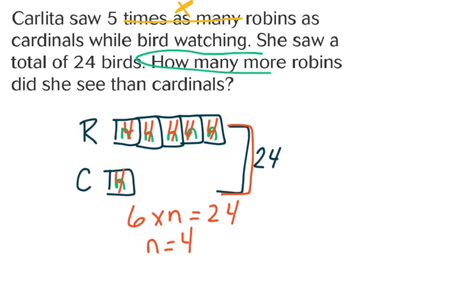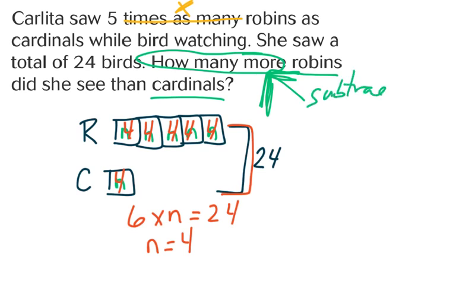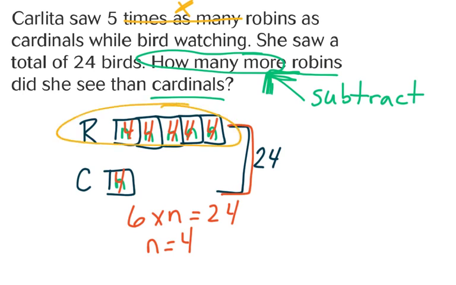It says, how many more robins did she see than cardinals? When I see "how many more," what do I have to do? I have to subtract. I need to subtract my total number of robins minus my total number of cardinals. So here's my robins, and I'm going to need to subtract my cardinals. So in this case, I'm going to circle both sides of my model because I need both sections. Now, I need to solve for my robins because I don't know how many robins I have yet.